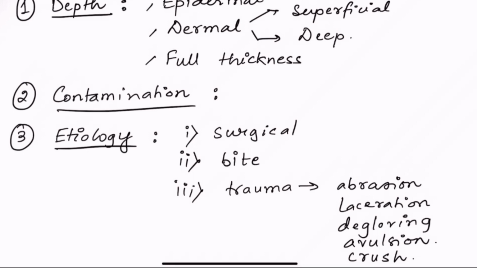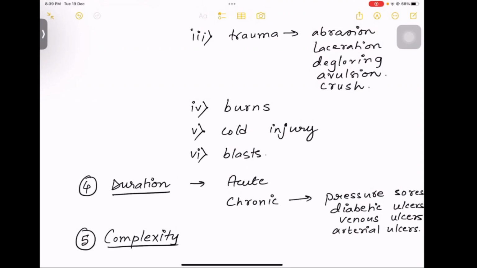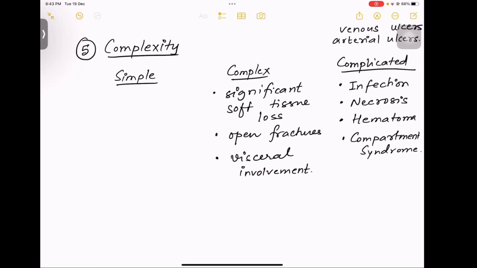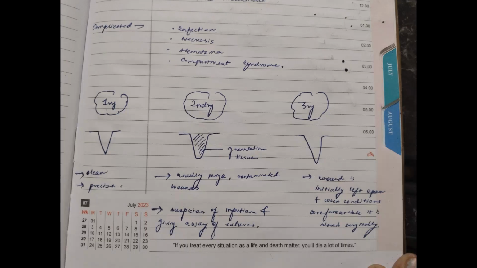Next, based on the duration of the wound. This can be an acute wound, this can be a chronic wound. In chronic, there can be diabetic ulcers, venous ulcers, arterial ulcers, or pressure ulcers. Now, on the basis of complexity, there can be simple, complex, and complicated. In complex, there is significant soft tissue loss, open fractures, and visceral involvement. And in complicated, you have infections, necrosis, hematoma, and compartment syndrome.